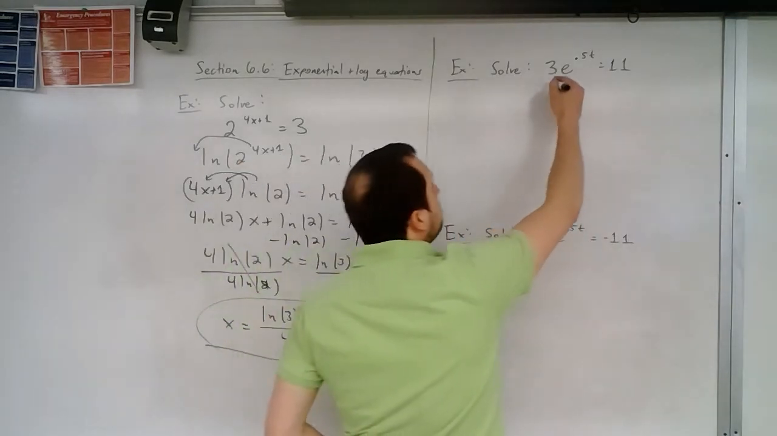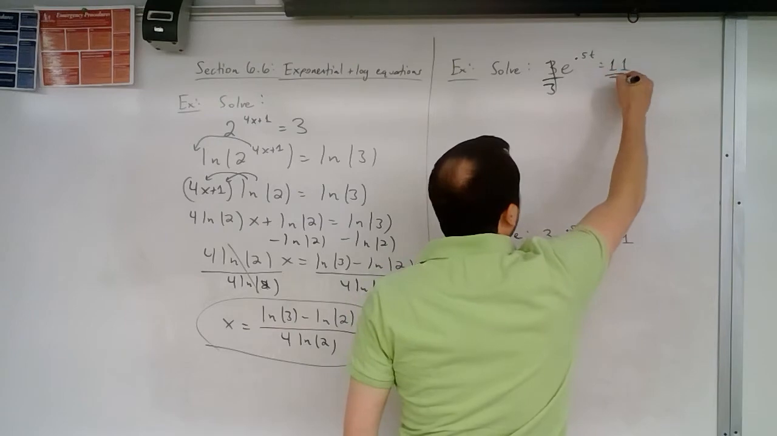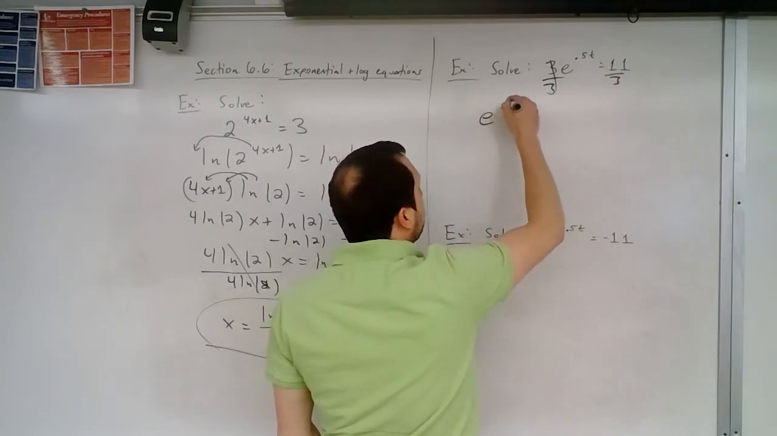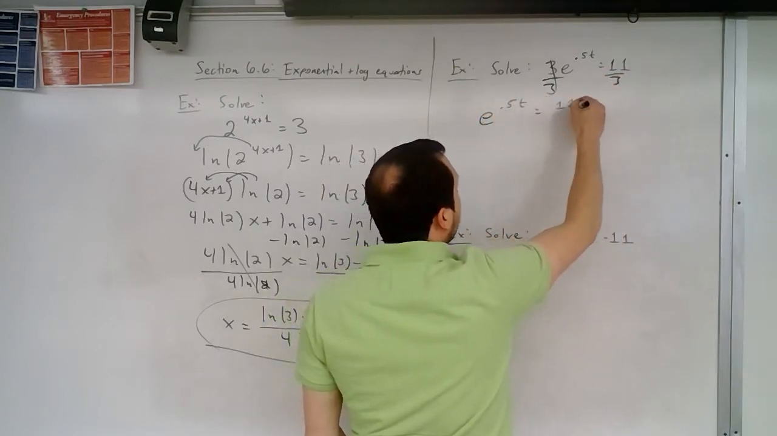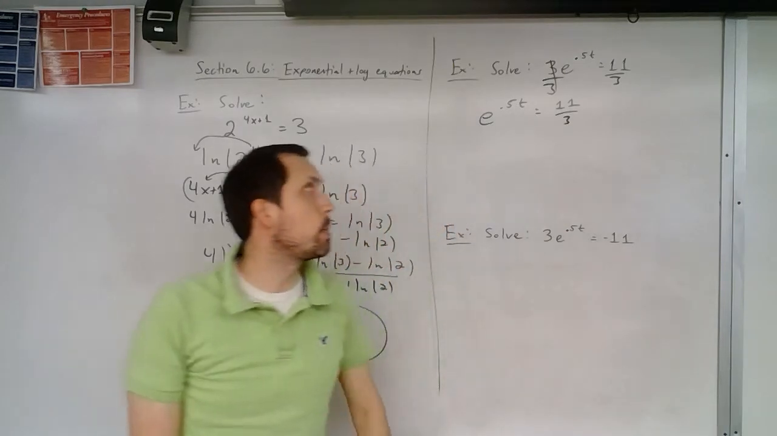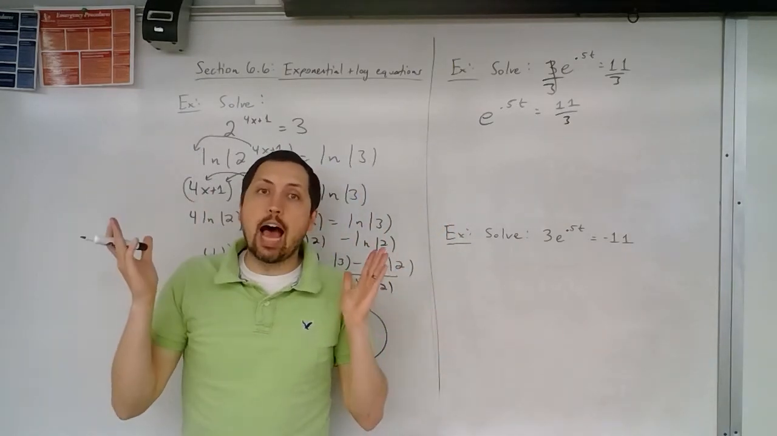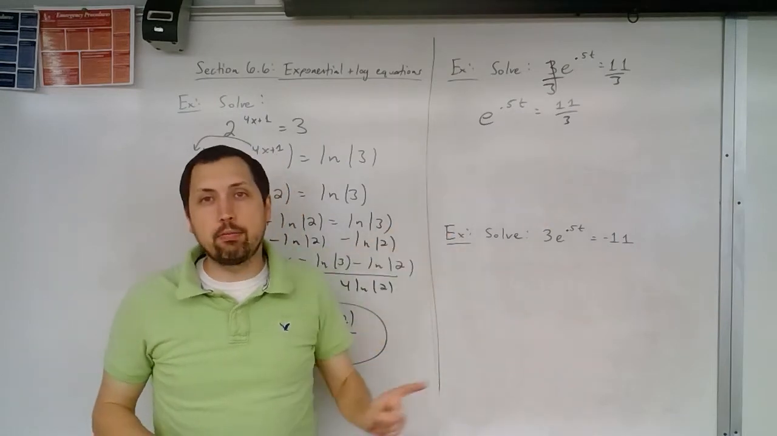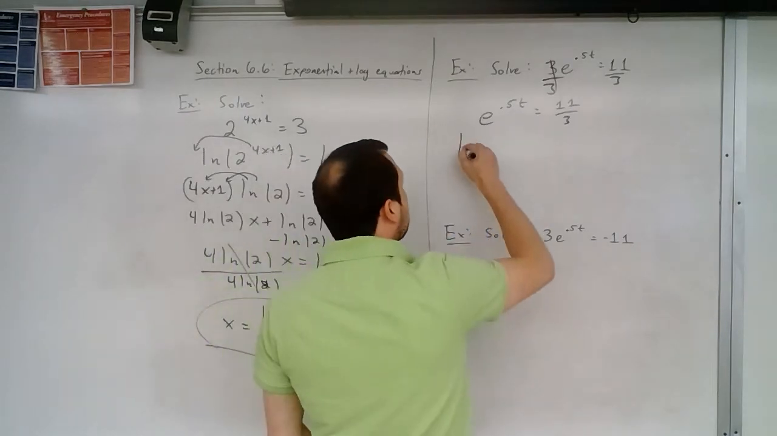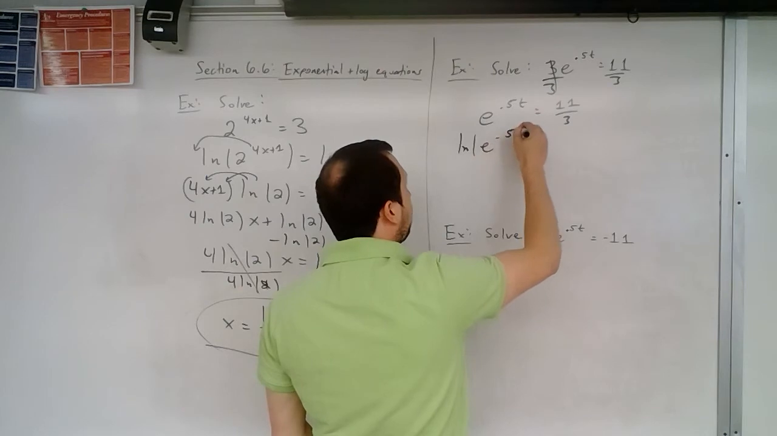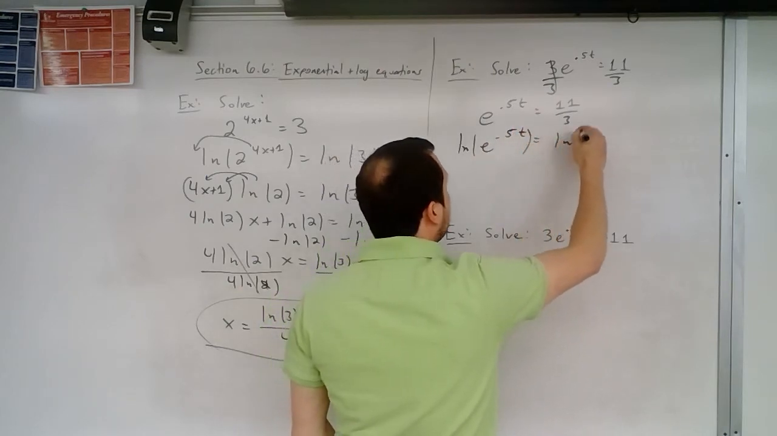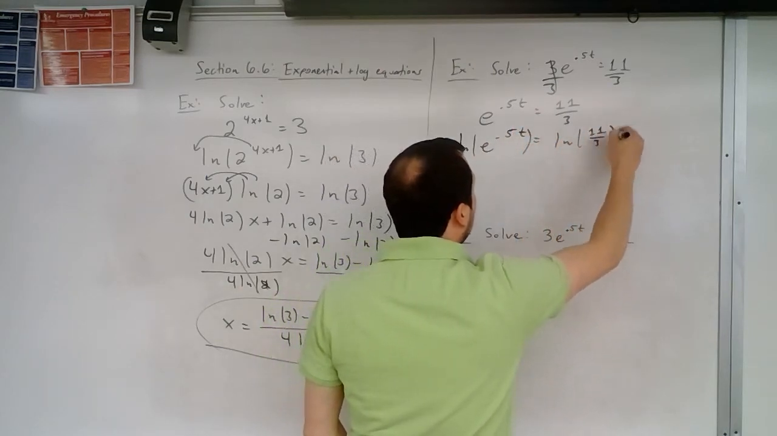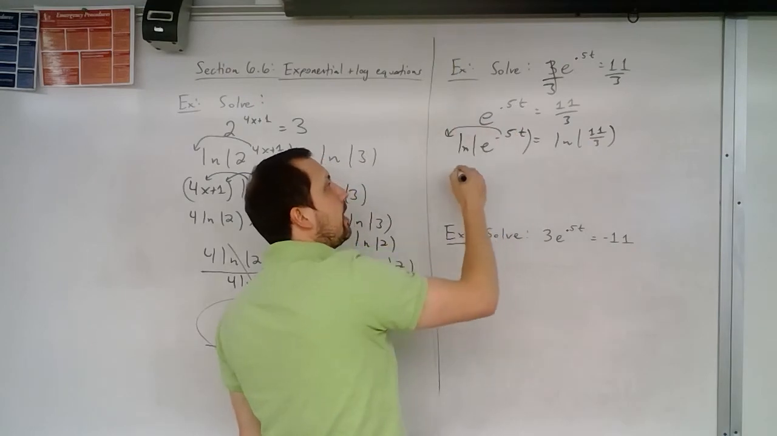So I have to figure out what else I can do first. The first thing I'm going to do is divide both sides by 3. I have e to the 0.5t is equal to 11 thirds. Now this is the step we want to be at, because now I can apply logs to both sides. Natural log of e to the 0.5t is equal to natural log of 11 divided by 3. Now I can bring down the exponent.